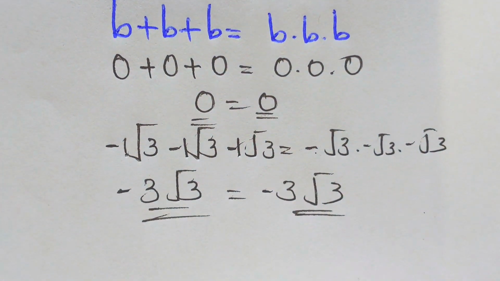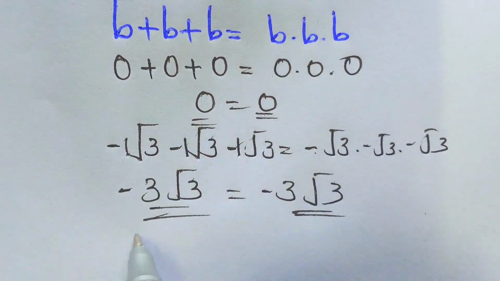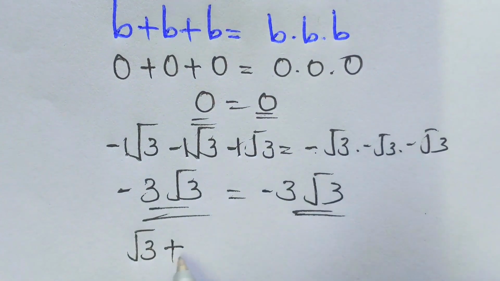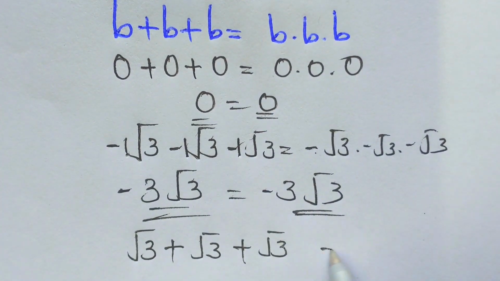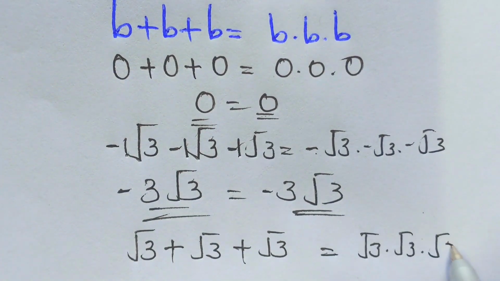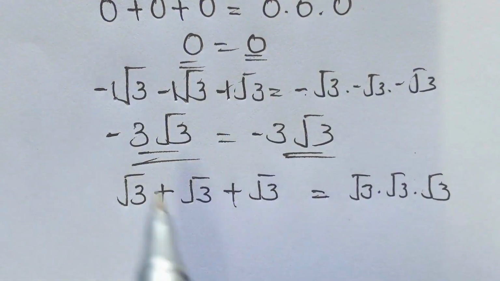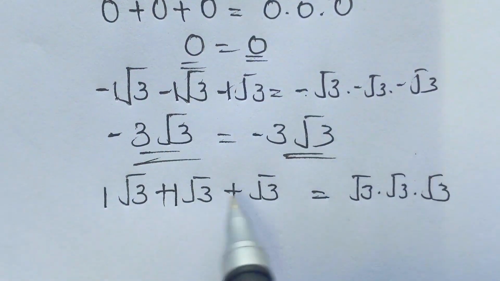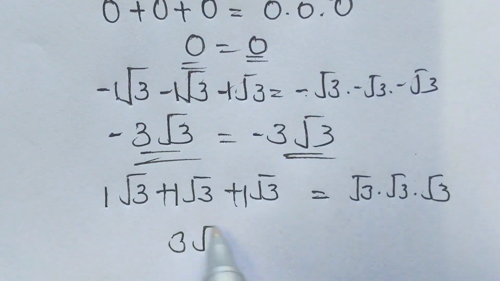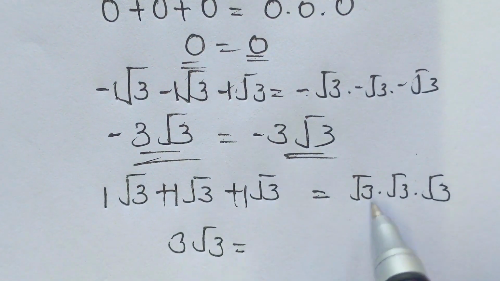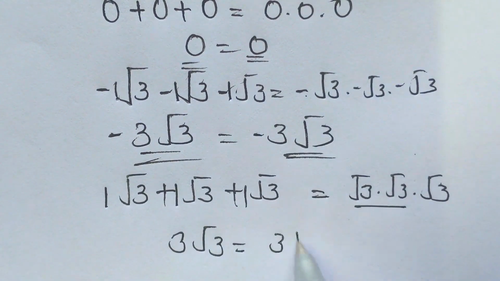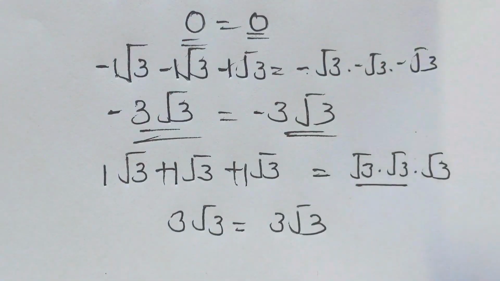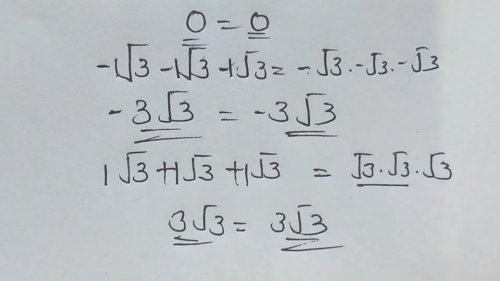When we come to positive, we have square root of 3 plus square root of 3 plus square root of 3, which equals square root of 3 times square root of 3 times square root of 3. Here 1 plus 1 plus 1 equals 3 square root of 3, and both sides are equal.